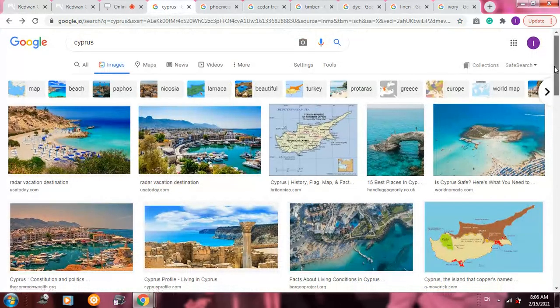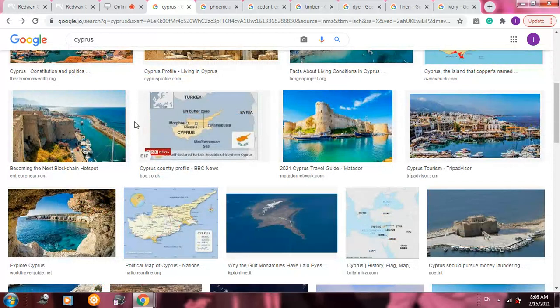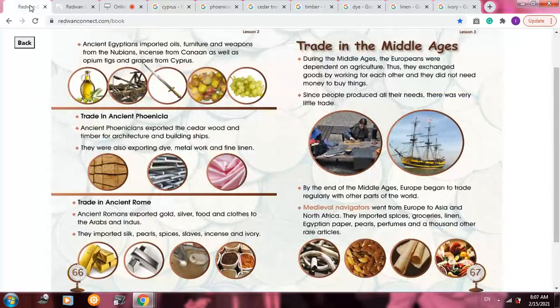Here's Cyprus nowadays. It's a country that's surrounded by sea, but the closest countries to Cyprus are Turkey and Greece. So it's a very beautiful country. This is Cyprus, okay? So they took from Cyprus the figs and the grapes. Now, we're done with ancient Egypt and Mesopotamia. Now we're going to go to trade in ancient Phoenicia. Okay? Now we're going to see also what is Phoenicia or what is it now.